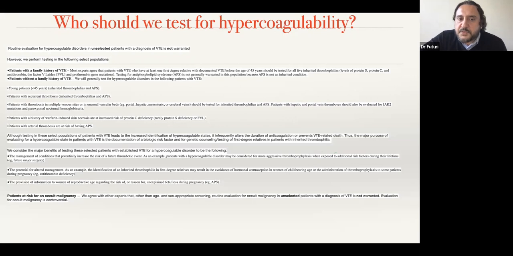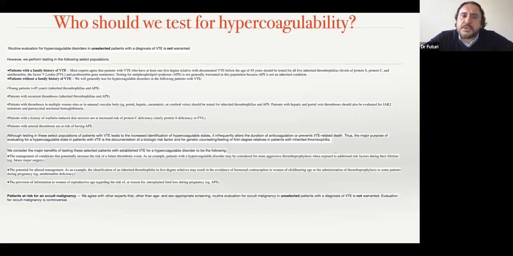APS here is the antiphospholipid syndrome. These are patients, for example, that have lupus anticoagulant, cardiolipin antibodies, or beta-2 glycoprotein antibodies. Patients who have recurrent thrombosis. Hey, Dr. Fichuri, I've had 3 DVTs. And when you are obtaining the history, all 3 DVTs were unprovoked. These are patients you should check.